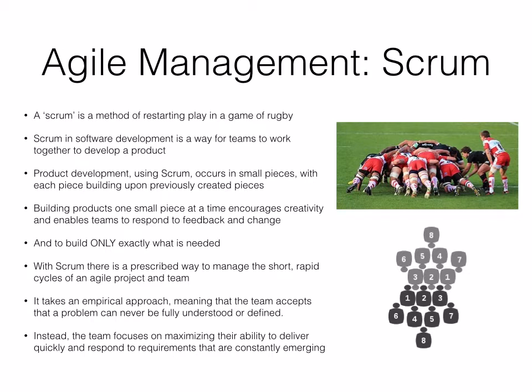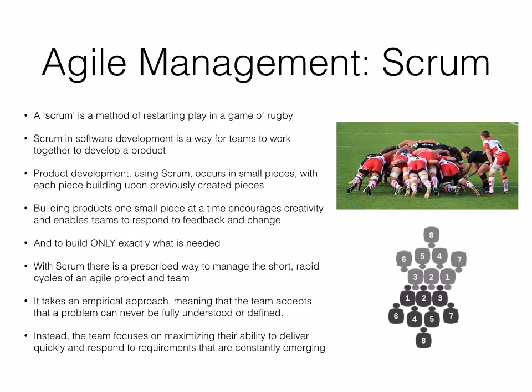So product development using Scrum occurs in small pieces, just like we've been talking about, with each piece building upon previously created pieces. Building products one small piece at a time encourages creativity and enables teams to respond to feedback and change, and to build only exactly what is needed. So once again, we get back to that concept of maximizing the amount of work not done. With Scrum, there's a prescribed way to manage the short, rapid cycles of an agile product and team.